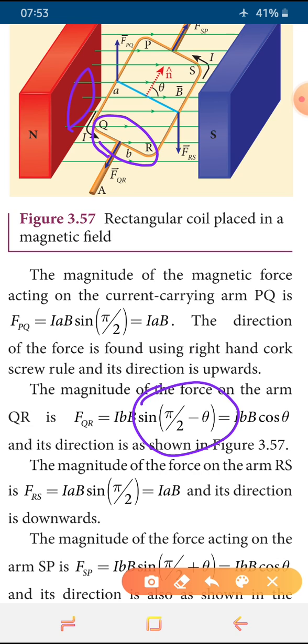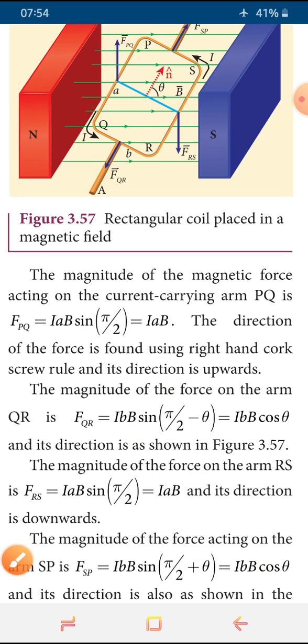So for the QR arm, the angle with the magnetic field direction is what we take here, so that we can write as pi by 2 minus theta. So sin(pi by 2 minus theta) we can write as cos theta. Then the equation will become IBb cos theta, and its direction is shown in the figure. We are using the corkscrew.